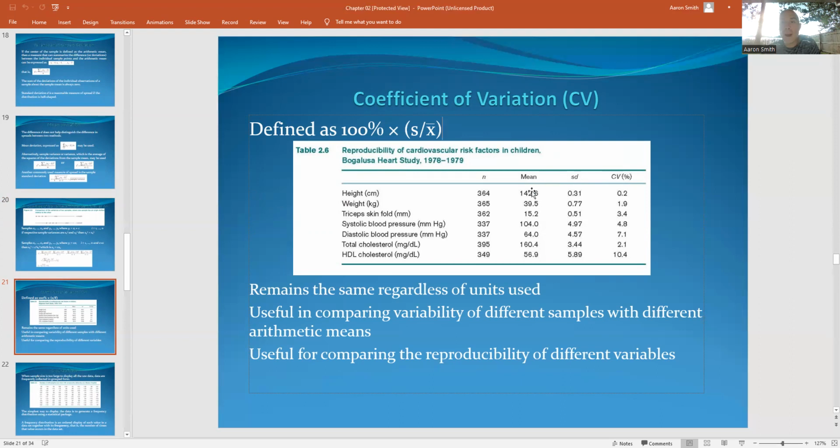And so here, I have my mean and my standard deviation. If I divide the standard deviation by the mean and multiply by 100, we can see that proportionately, the high density cholesterol has the most spread. Now, all of these are unitless. Standard deviation is in the same unit as our original data. Sample mean is in the same unit as our data. The division cancels it out. So this makes it so that I can compare things like height, weight, triceps skin fold, all on the same scale.